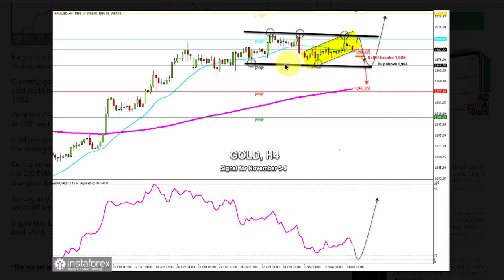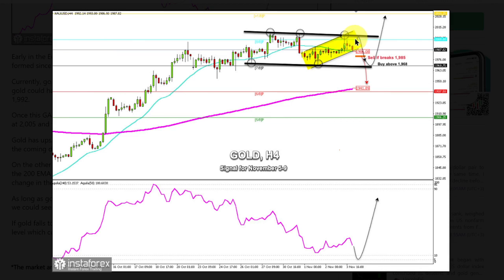Currently, gold has reached the 21 SMA, located at 1986. And it's expected that around this point gold could have a technical rebound to cover the gap left at the opening of the weekly session around 1992. Once this gap is covered, gold could resume its bearish trend or continue to rise until it finds resistance at 2005. And this could be seen as a selling opportunity at both levels.